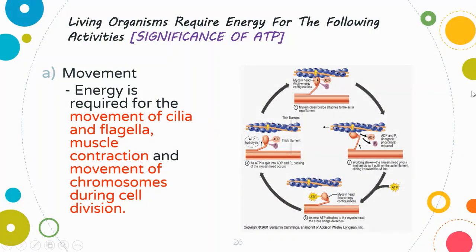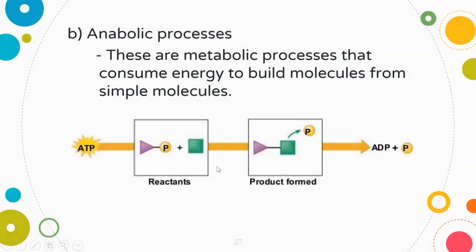Okay, next, the importance or the functions of the ATP. The first function is movement. Movement is a type of mechanical work. So the energy is required for the movement of the cilia, flagella, muscle contraction, and movement of chromosomes during cell division. Next, anabolic process. Anabolic process is a type of chemical work. In anabolic processes, or endergonic reactions, the reactants need ATP energy.